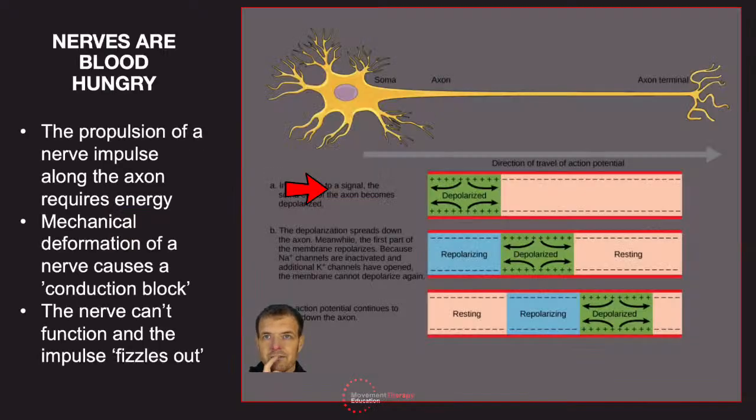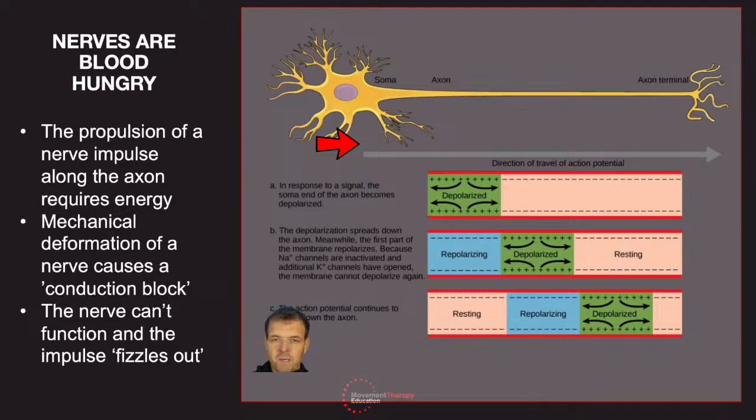So with mechanical irritation then, basically what we get is the propulsion of a nerve impulse along the axon requires energy. So to get signals from here to here requires energy along this axon in the middle. Mechanical deformation of a nerve causes a conduction block. So basically you're not able to get the message down the axon. Okay, so that's why we have these changes.